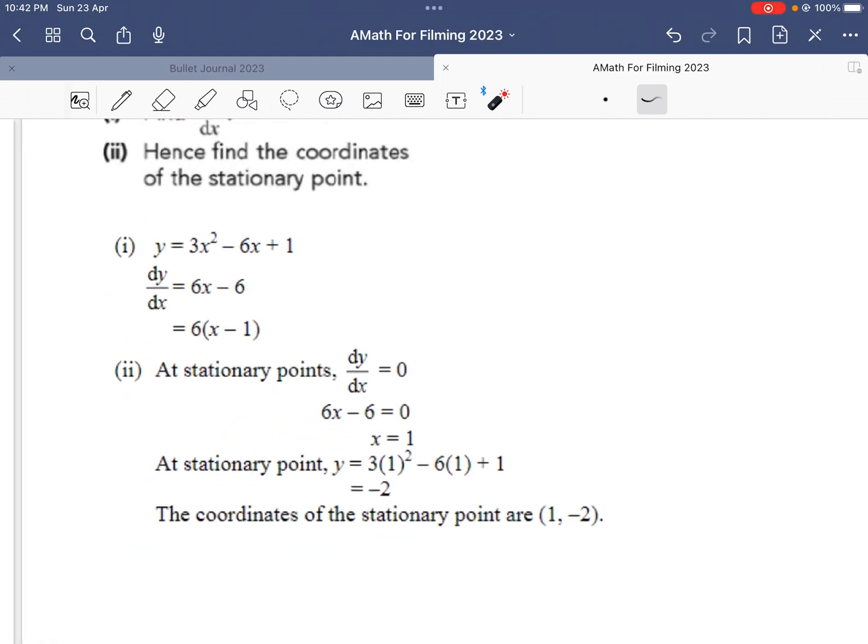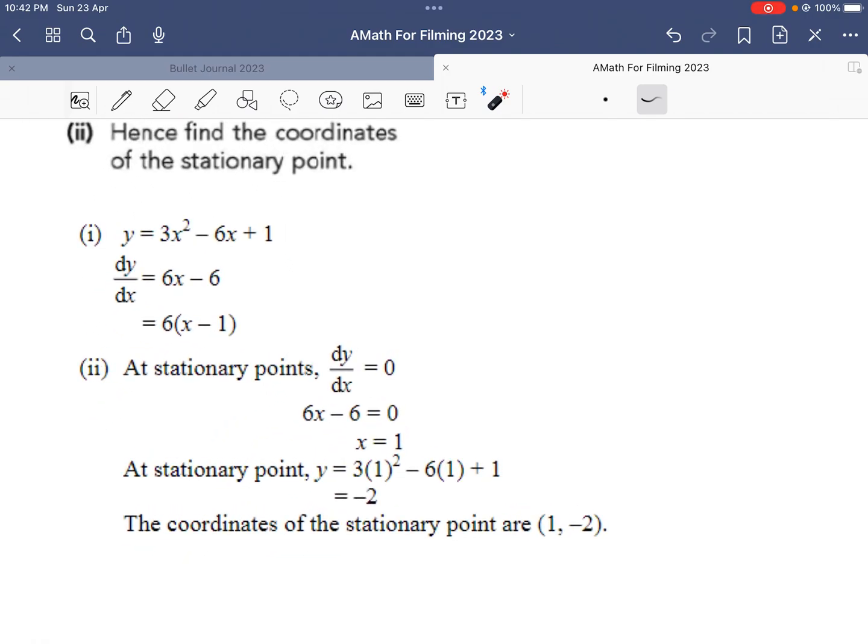Okay, if you had differentiated, you will find that differentiating y with respect to x gives you 6x minus 6. There's actually no need to go and factorize, but this is what the answer key gives. Now the main concept here is that at stationary points, the gradient is equals to 0. So solving, you get x equals to 1.